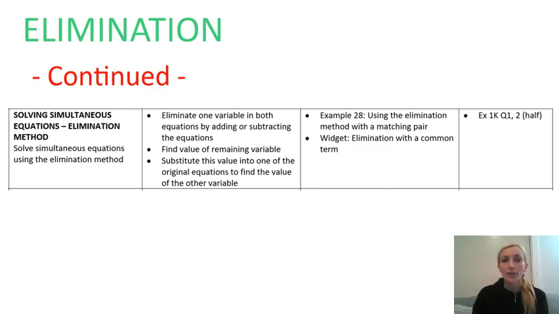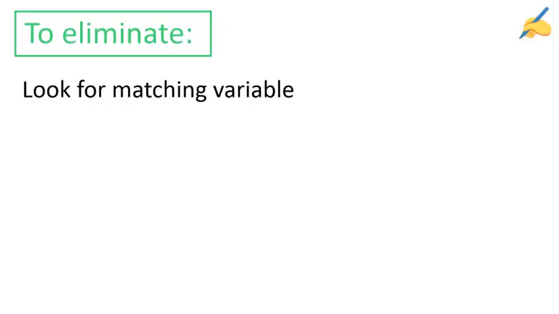For today, we will finish the exercise on elimination. You may remember from last lesson that to eliminate, we need to find a matching variable. So something that's the same, like 3x and 3x, or negative 2y and 2y.